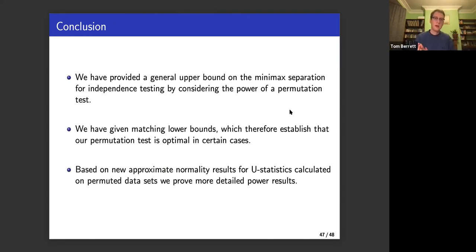Okay, so I'll just wrap it up there. What have we done? So we've studied independence testing via permutation tests, and we've given quite a general upper bound on the minimax separation radius. In examples of interest, so for example with continuous data or with discrete data, we've given lower bounds to show that this upper bound is optimal. And then we go a bit further and we prove some more detailed power results based on distributional results for these U-statistics calculated on permuted data.